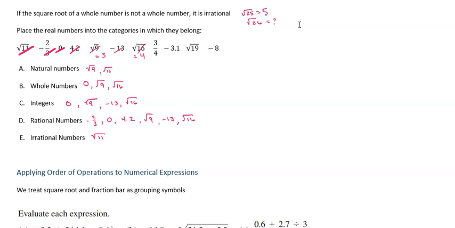All right, why don't you try these next 4 and see how you do, and then come back and see where they ended up. Okay, so you can see where I put them in green. 3/4 is a rational number because it's an integer over an integer. Negative 3.1 is a terminating decimal, so it's a rational number. Square root of 19 is irrational because you don't get a whole number when you take the square root. And negative 8 is a rational number and an integer.